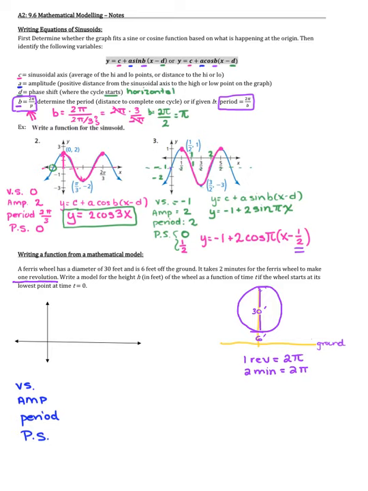So that means that, well, let's just keep that there for a minute and keep reading. It makes 1 revolution every 2 minutes. Write a model for the height of the wheel as a function of time if the wheel starts at its lowest point. So it's going to start at 6. That's going to be the low.